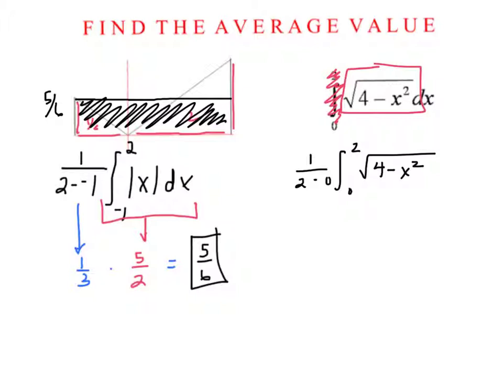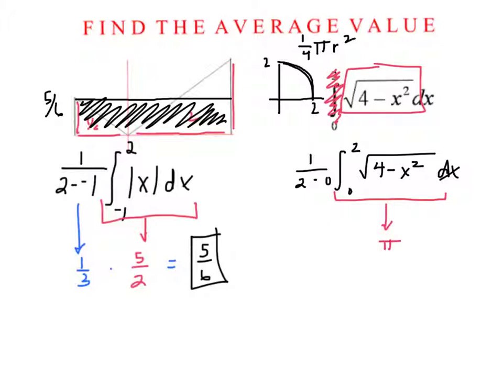Well, from 0 to 2, here's what this function looks like. It's a semicircle. I'm sorry, it's a quarter circle. The area of a circle is pi r squared, but we've only got 1/4 of it. So 1/4 pi multiplied by 2 squared is just pi. I forgot my dx, this is just pi. And, of course, this is 1/2. So 1/2 multiplied by pi is pi over 2. This is our average value.